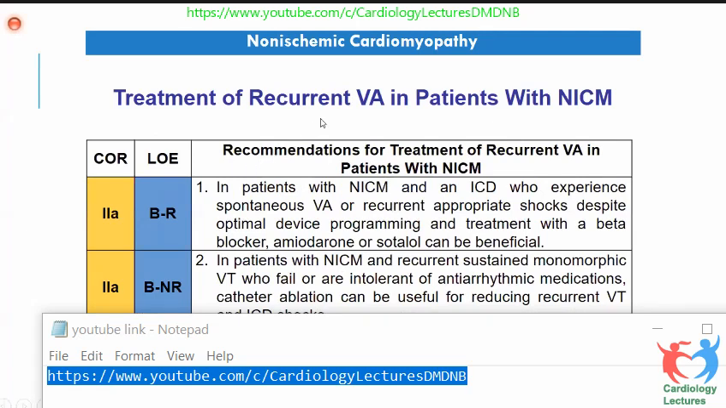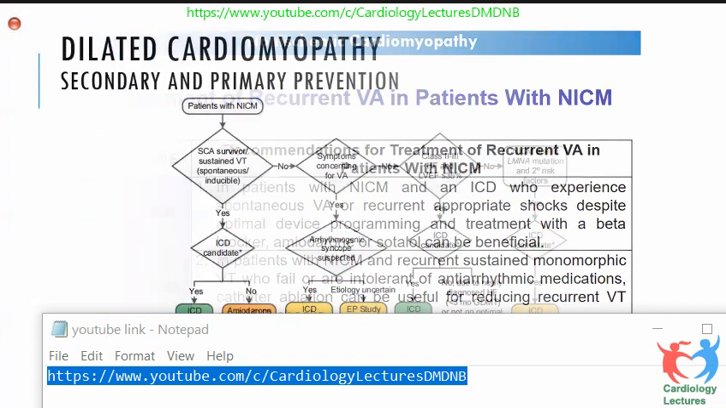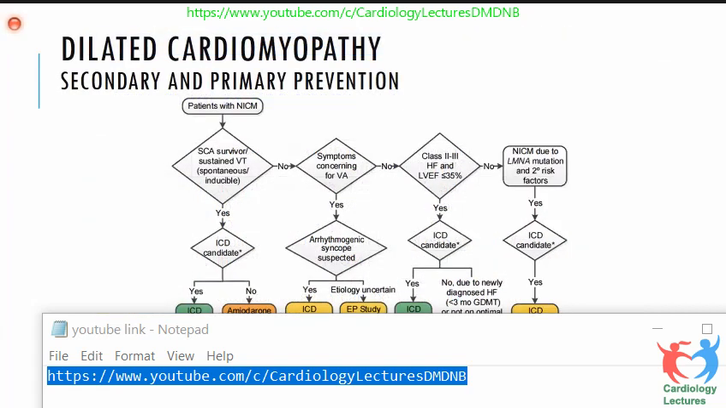So for those with recurrent VA in the non-ischemic group, again, amiodarone, sotalol can be considered, and beta blocker, and the catheter ablation. Both of these receive a 2A indication for recurrent VA in patients with non-ischemic cardiomyopathy. So in this flow chart in the guideline, they have incorporated both secondary and primary prevention. It looks a bit busy, but if you're following the squares consecutively, it's actually pretty well defined in this flow diagram.